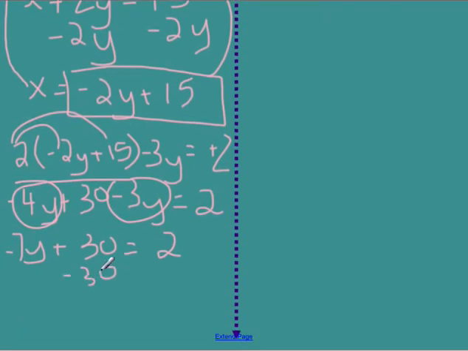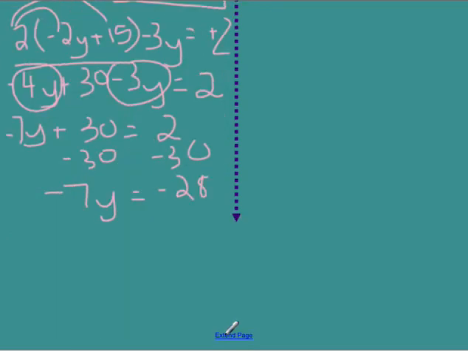So now I'm going to subtract 30 from both sides. So I get negative 7y is equal to negative 28. Now that negative 7 is being multiplied by the y. So to get it over to the other side, I need to divide both sides by negative 7, and I get that y is equal to 4. So y and 4 are the same thing.